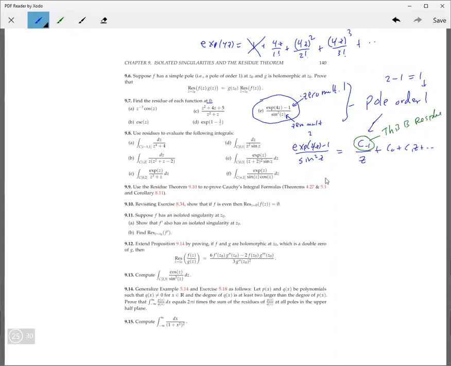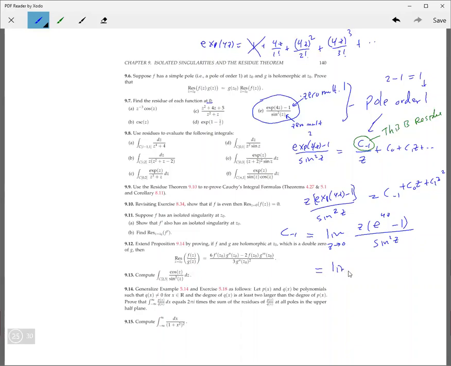So the way to do that would be you can multiply both sides by z. And then you'll have a Taylor series. And then take the limit as z goes to 0, and that's going to be your c minus 1. So you just need to find that limit. I suppose there's a couple of ways you can do that. You can use L'Hopital's rule, but I'm going to show you a different way.